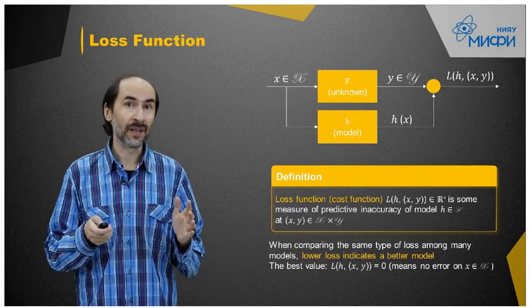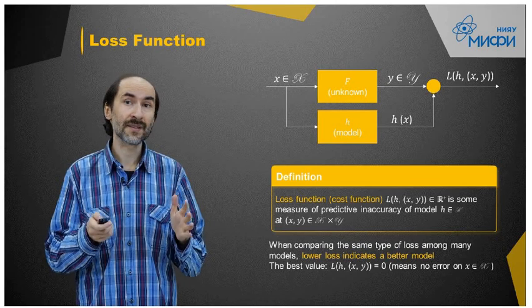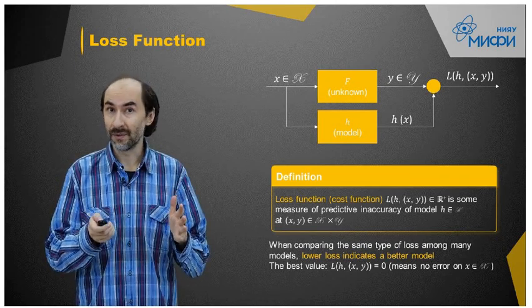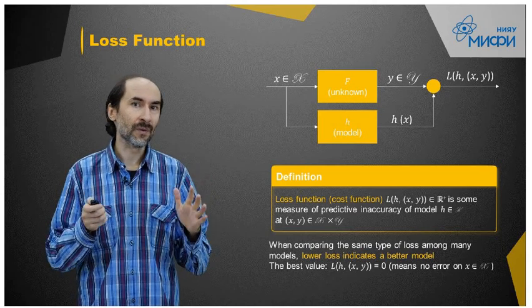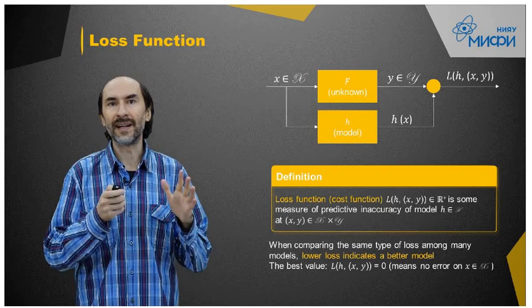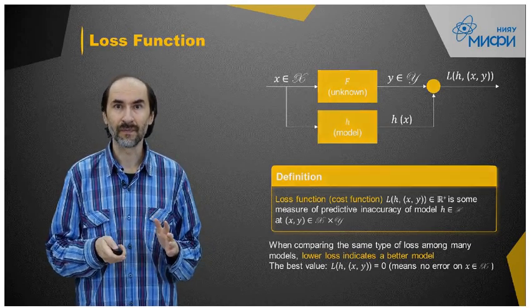If the model has no error on the instance x and y, then the loss function will be 0. And the more mismatch between model's output and target value, the greater will be the loss.